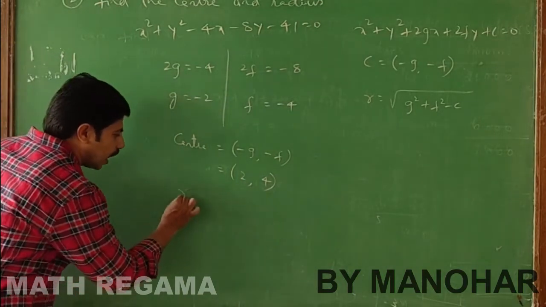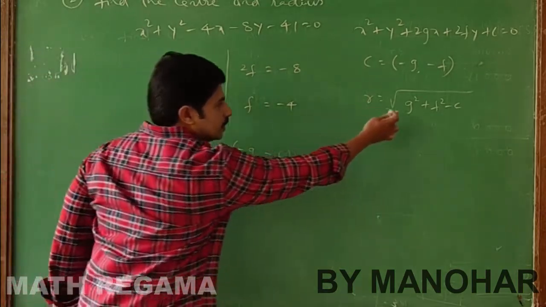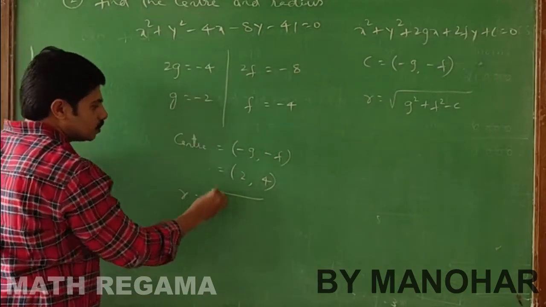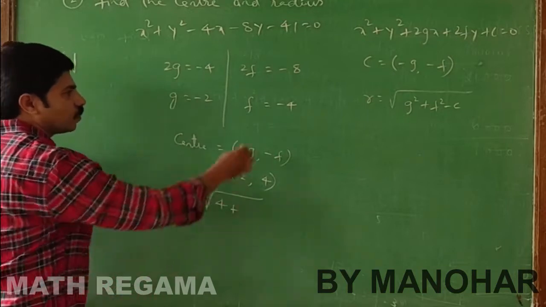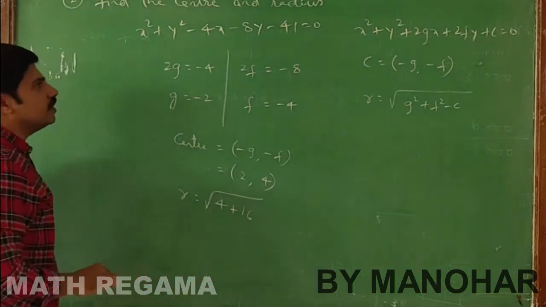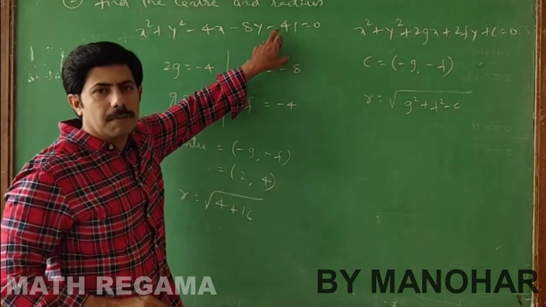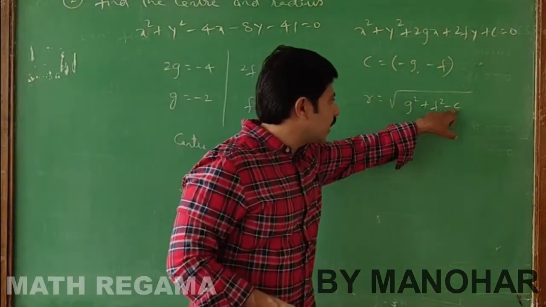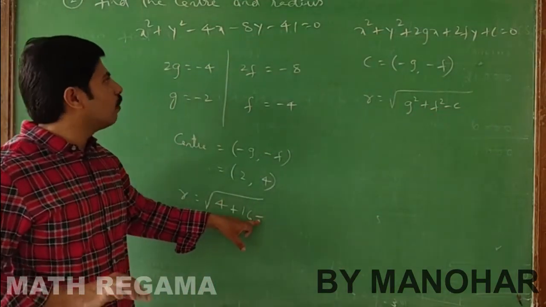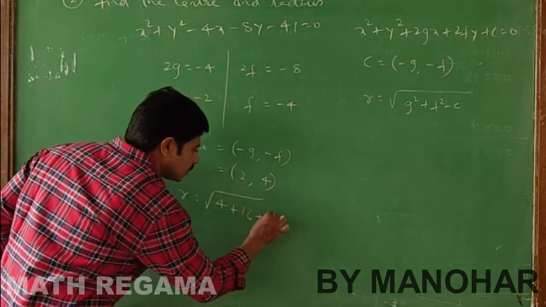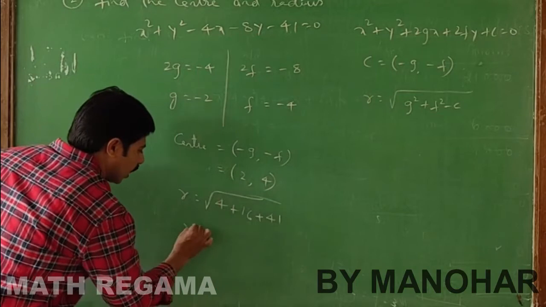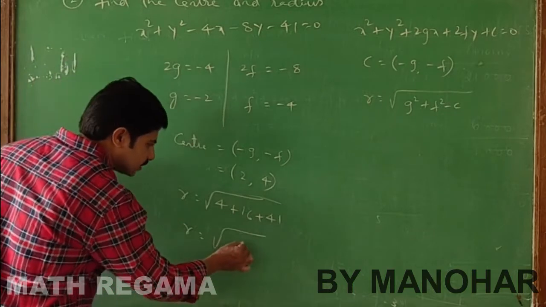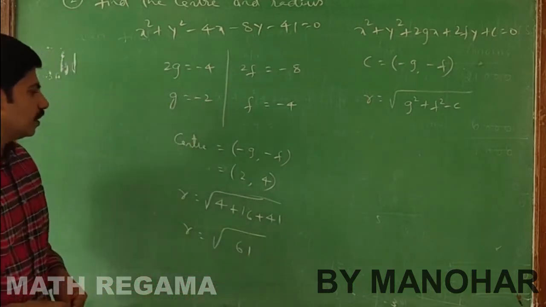Now radius r is equal to under root of g square plus f square minus c. Minus 2 square is 4 plus f square 16 and minus c. So what is the c value from the given equation? It is minus 41. So already we have minus in the formula: g square plus f square minus c, and c value is minus 41. Minus into minus is plus 41. So r is equal to under root of 16 plus 4, 20. 20 plus 41 is 61. So this is the radius.